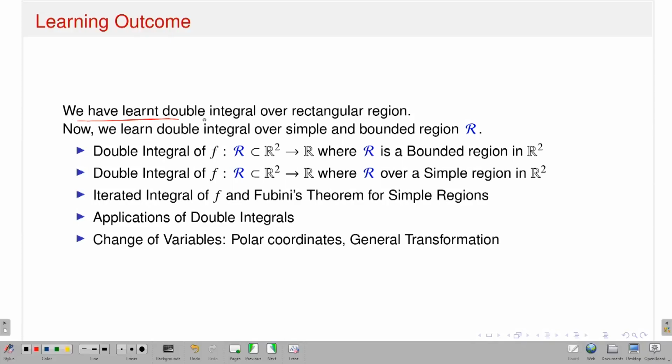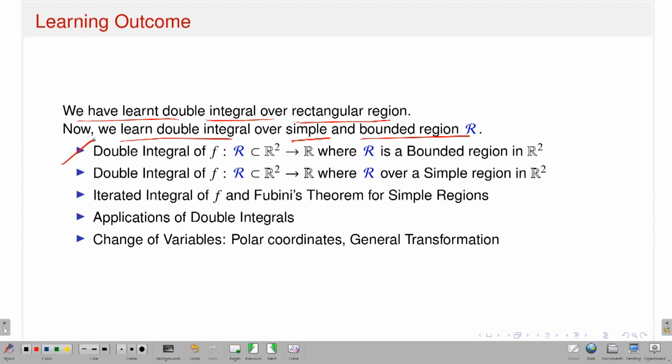So, we have learned the double integral over a rectangular region, that I have already explained, the meaning of double integral and the meaning of iterated integral, then Fubini's theorem tells you the connections. Now, we will learn about the double integral over a simple and bounded region, which is not a bounded rectangular region, but some bounded region which is also simple. I will explain a couple of examples.